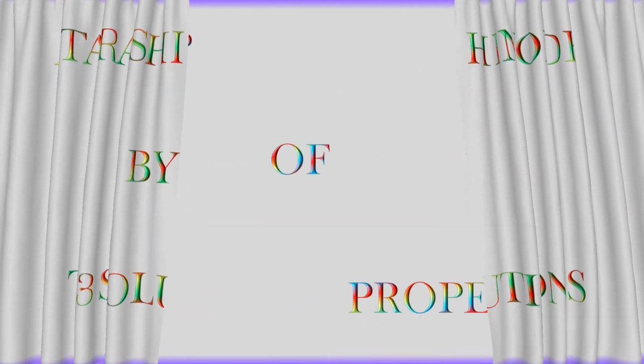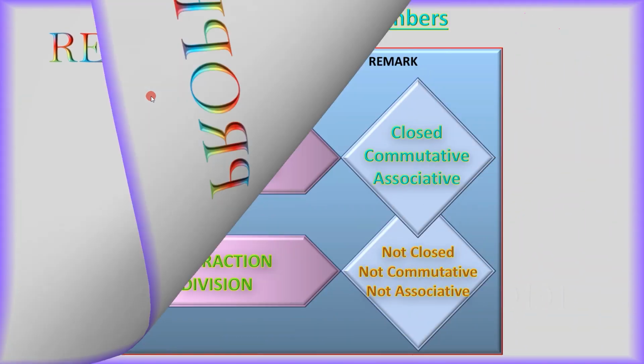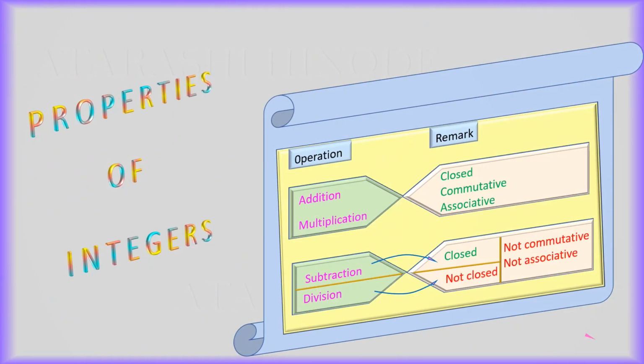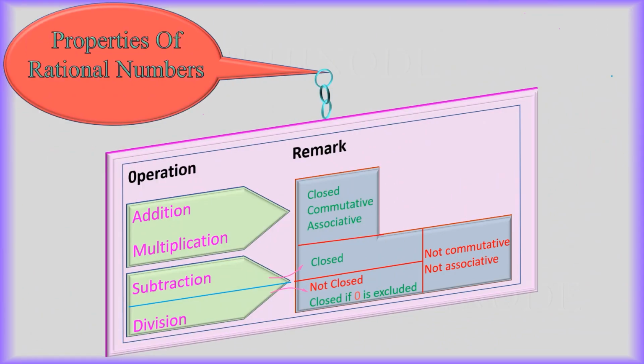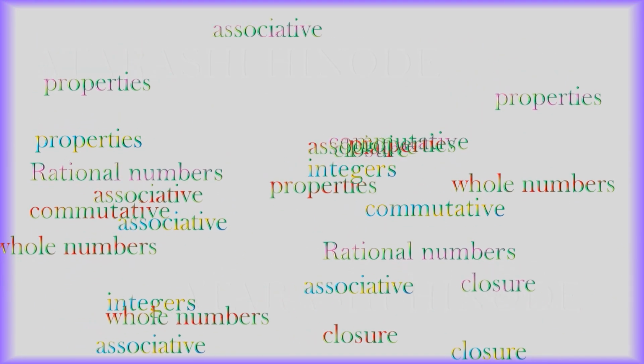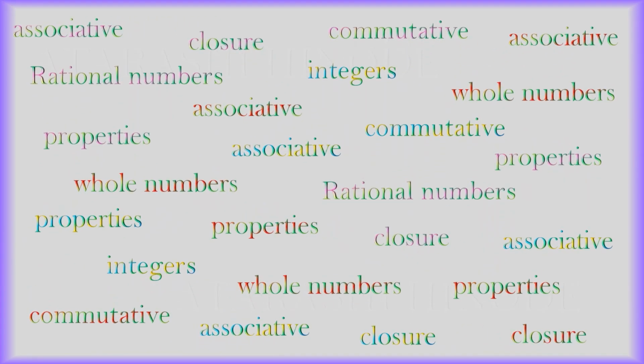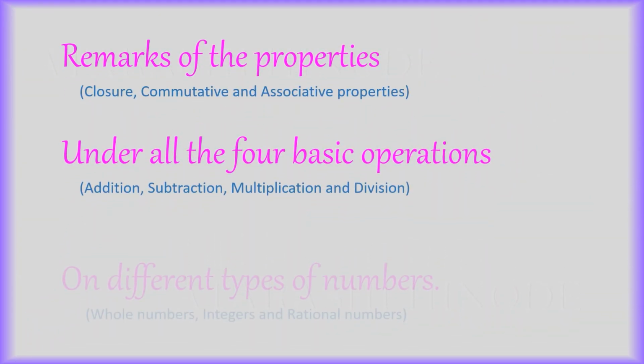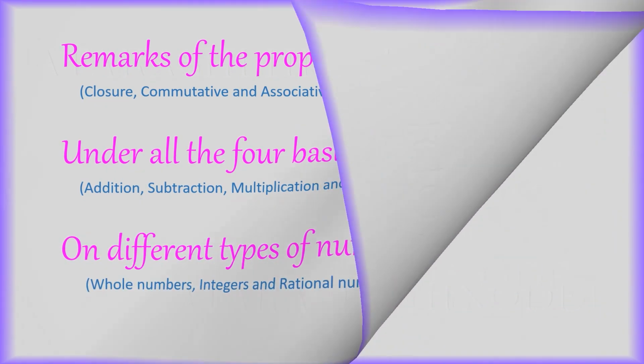This video is the recap of the properties of numbers. I have already uploaded videos regarding the properties of whole numbers, integers, and rational numbers in detail. Properties help us to understand the numbers better and make calculations very simple. Here we are going only through the remarks of the properties under all the four basic operations on different types of numbers. First is closure property.